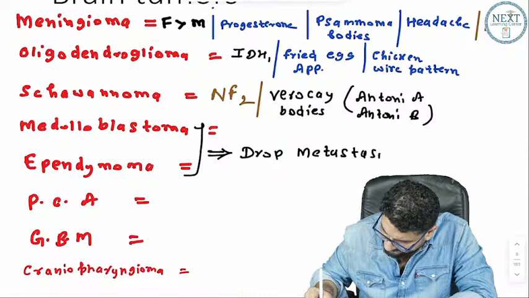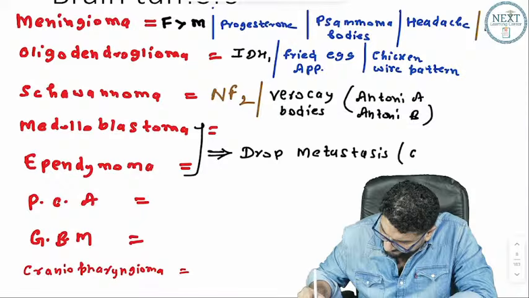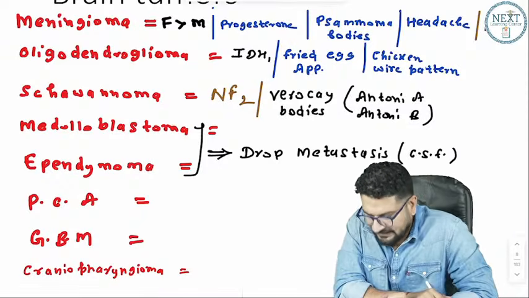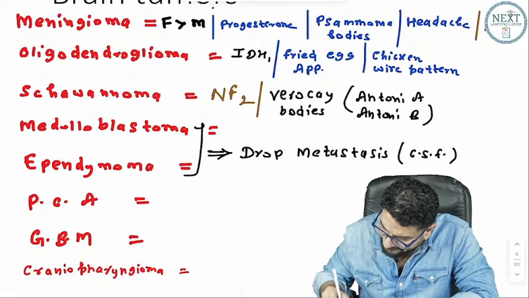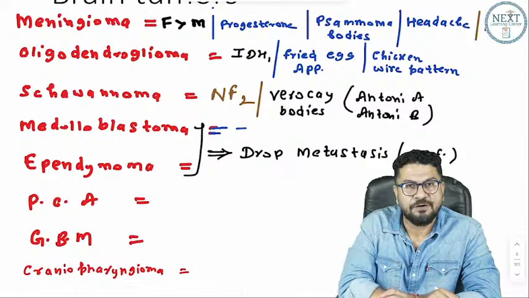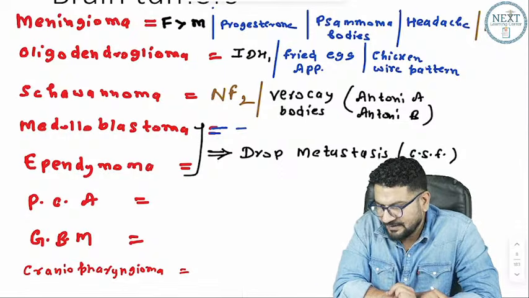Drop metastasis means they spread via CSF. For medulloblastoma, one more thing they ask you in exam. We will have a peculiar rosette formation. What is that rosette? Anyone? Can you tell me? What is the name of rosette in medulloblastoma?